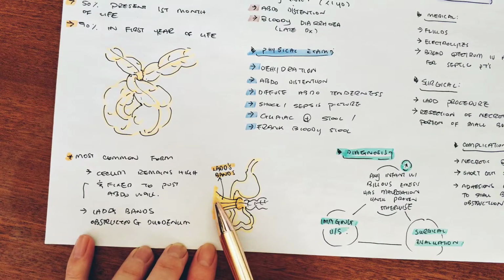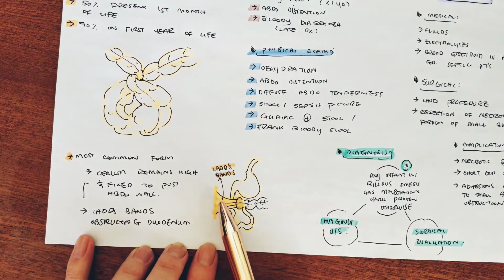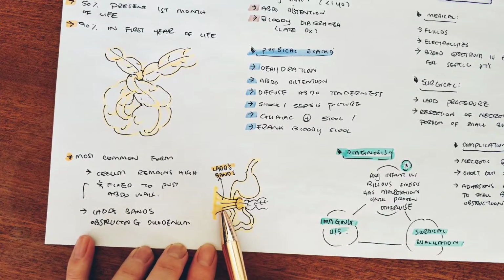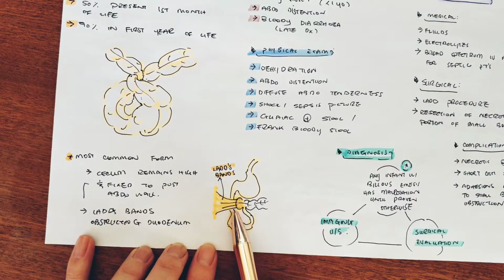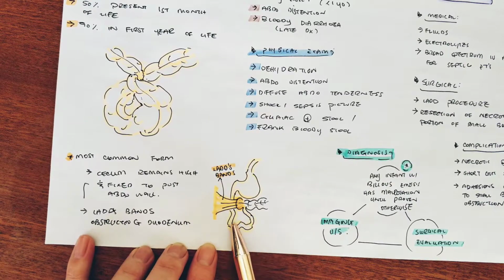These fibrous bands are also known as Ladd's bands, and as you can see, as they are fixing the cecum to the posterior abdominal wall, these Ladd's bands are compressing the second part of the duodenum and thereby causing obstruction at the outlet between the duodenum and the rest of the intestines.